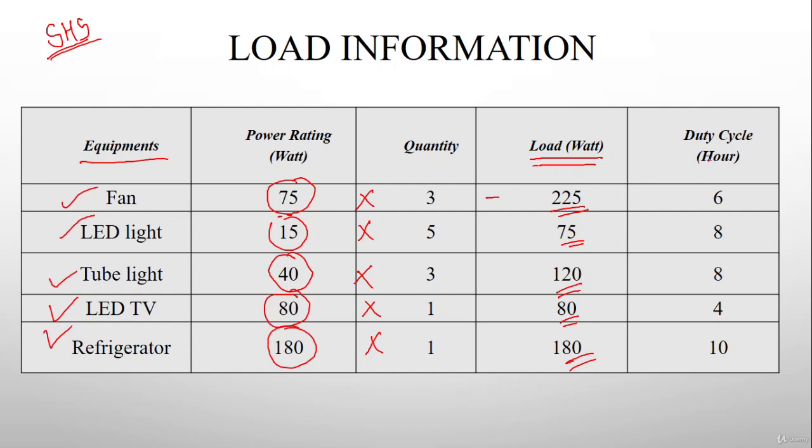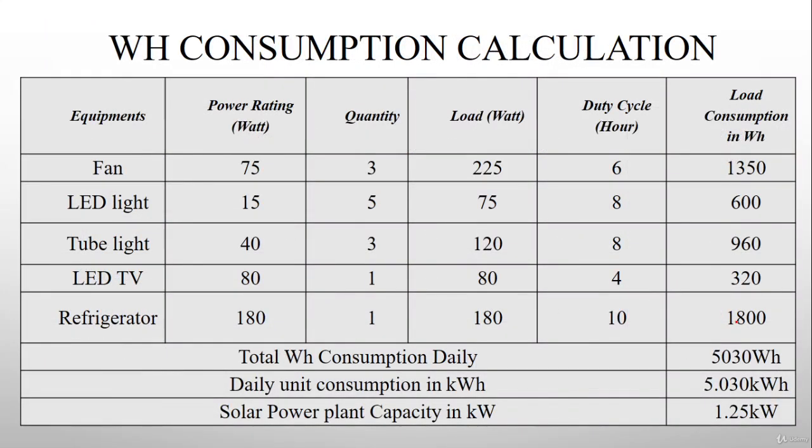What amount of load is consumed by the consumer in terms of watts. In the last column, the duty cycle is mentioned. We have to ask the consumer, or accordingly take an assumption: how long the fan will run, how long the LED light will work, the tube light, the LED TV, and the refrigerator. Simply, the duty hours have to be noted down here. Then we can do the further calculations.